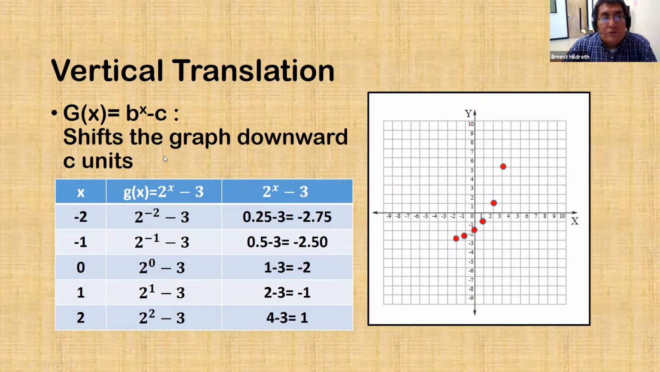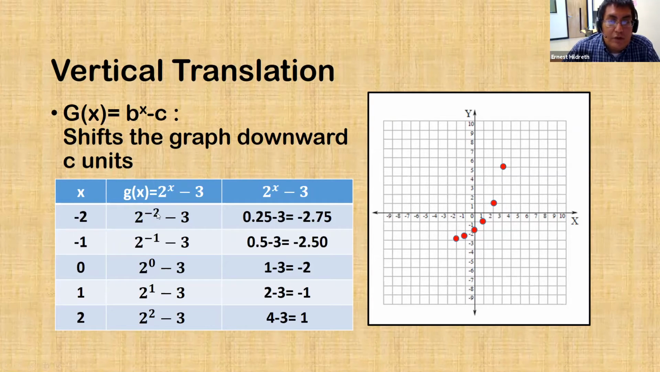So this is a vertical translation. It's similar to the one that we saw. This one is g of x equals b to the power of x minus c. So this one you would do the same. For this one, I started plotting. That way you can see how it begins to go from the point that I chose. I chose a negative 2.